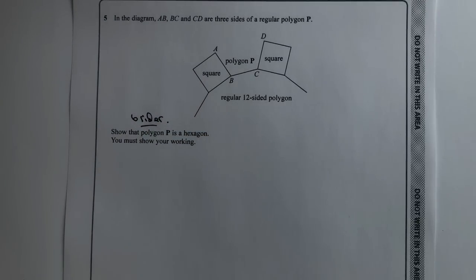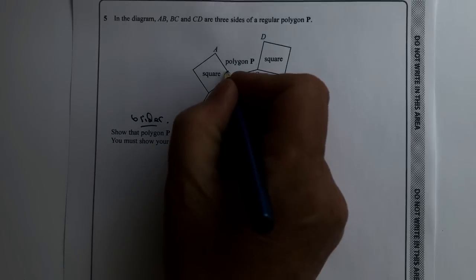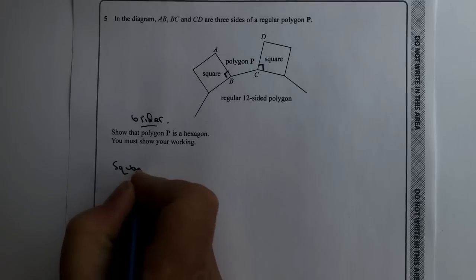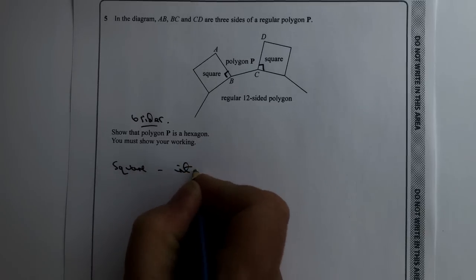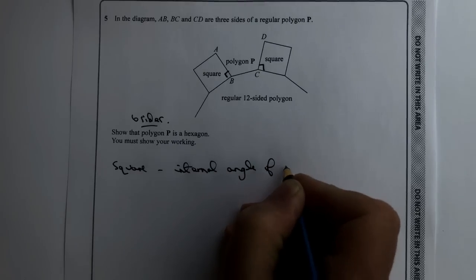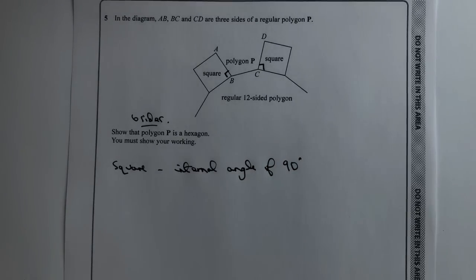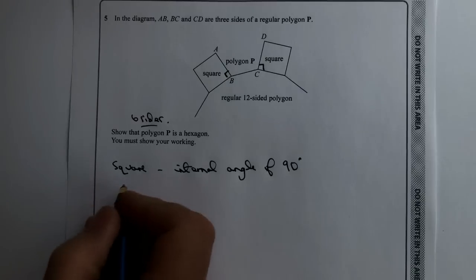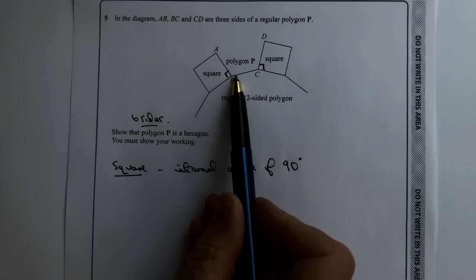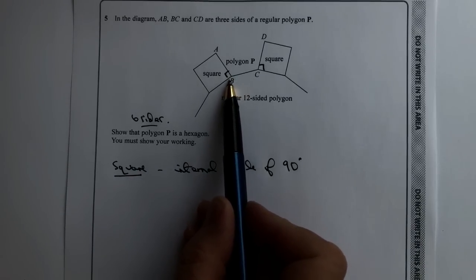Well, okay, there's a couple of things that we can show straight away. So we can say the square has an internal angle of 90 degrees. Okay, hopefully that's all right for you. And then we've got this regular 12-sided polygon. Okay, so let's just have a look at that. We've got the square, and then what we need to do really is work out this angle around here.